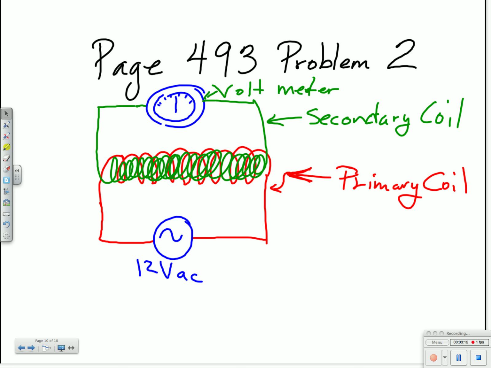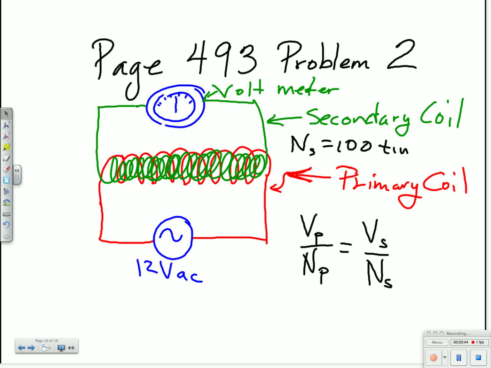Now what are we going to use? We're going to use our trusted formula, and that's voltage at the primary. Let me turn this around. We have voltage at the primary over the number of turns at the primary is equal to the voltage at the secondary divided by the number of turns in the secondary. So how many turns do we have in the secondary? 100 turns. How many turns? You know that's wrong again.